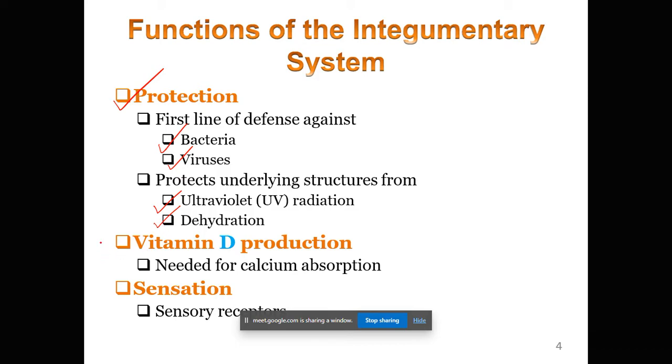The second important function is vitamin D production. Vitamin D is produced in the skin from sunlight, and we require this vitamin D for the absorption of calcium. The third function is sensation. The skin acts as a sensory organ because of the presence of various sensory receptors in it.